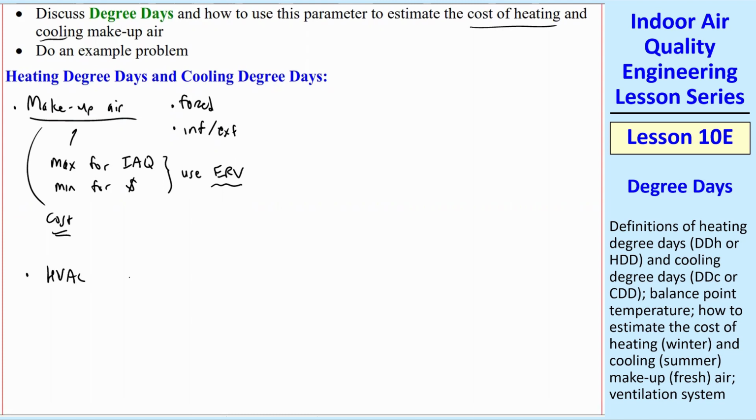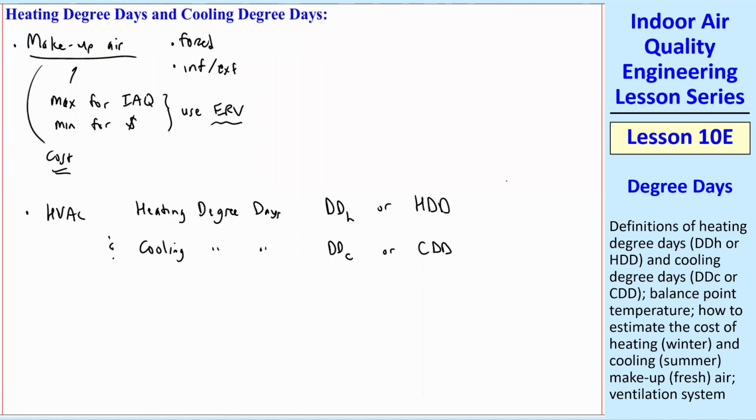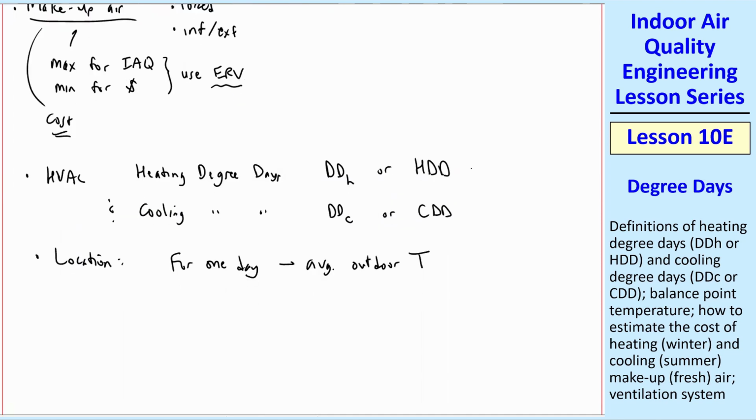In the HVAC industry, they use something called heating degree days, and they use the symbols either DDH, which is what we use in the book, or HDD, heating degree days, and something else called cooling degree days, as you might guess, DDC or CDD. And for a given location, say a city, we would calculate for one day the average outdoor temperature, and we call that T outdoor with a bar over it to mean an average. Let's pick a fall day in State College, so let's suppose that T outdoor is equal to 55 degrees F.